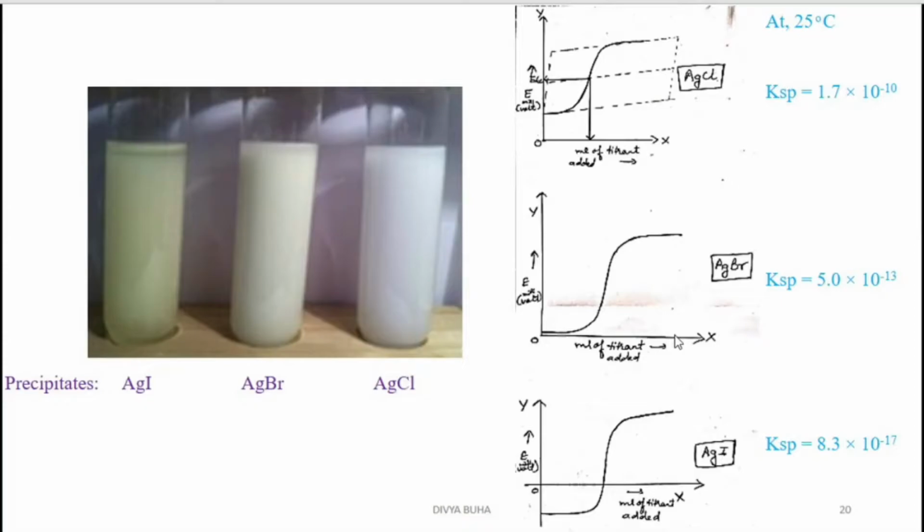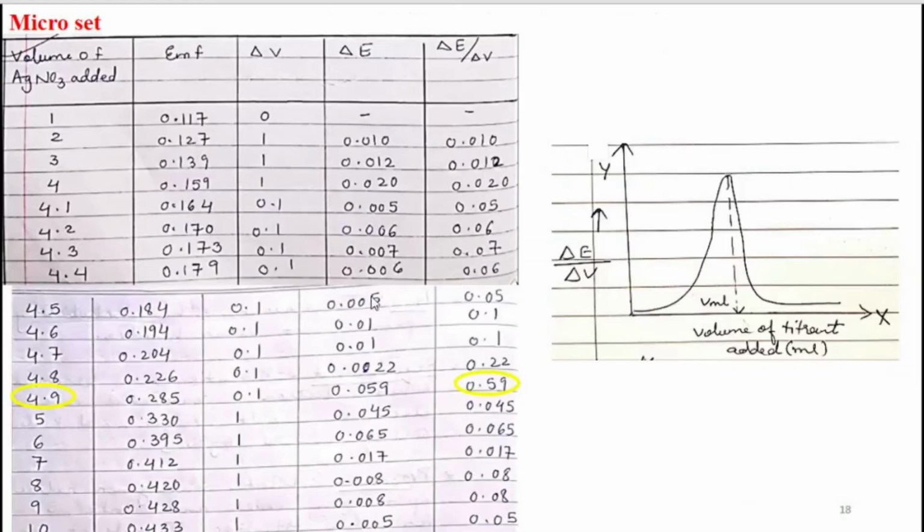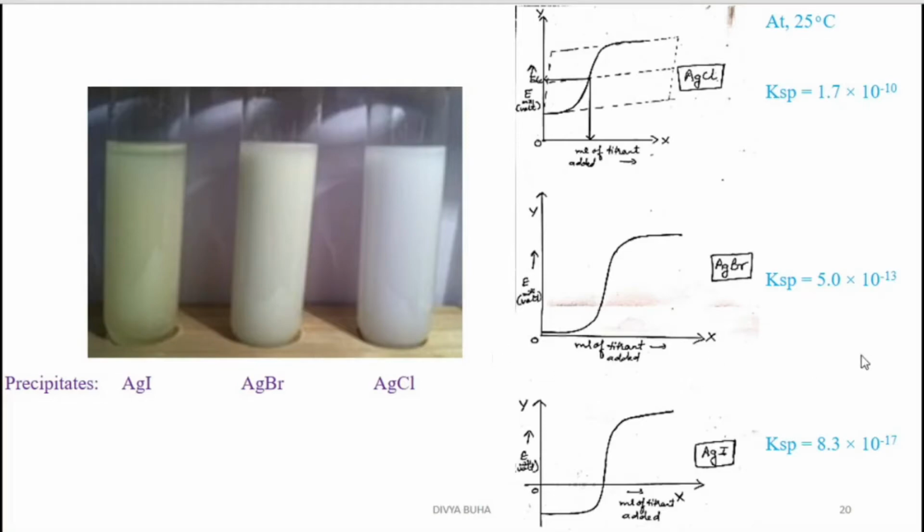In the exams, if you do not know which solution is being given in the beaker, whether it is KCl, KBr or KI, in three different ways you can get to know what is being given to you. One is from the precipitate, second is from the reading, and third is from the final answer. So all of these things you need to remember for your exams.